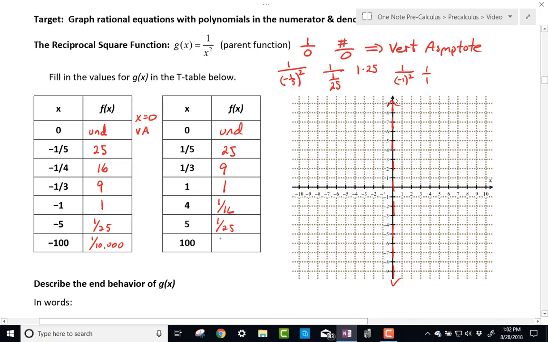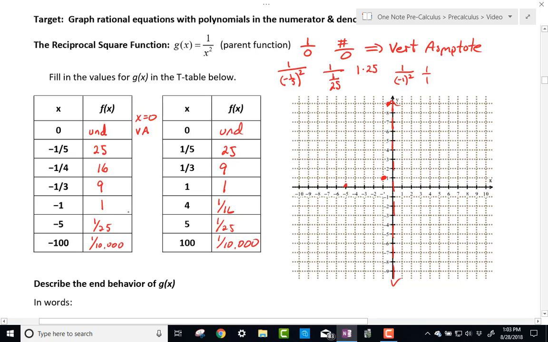I plug in 100, I get 1 over 10,000. All right? Let's graph some of these guys, see what we got. I can graph negative 1/3, positive 9. I can barely get that one on there right at the top. I can graph negative 1, 1. I can graph negative 5, barely graph negative 5, 1/25.